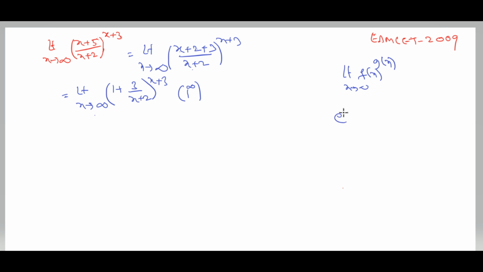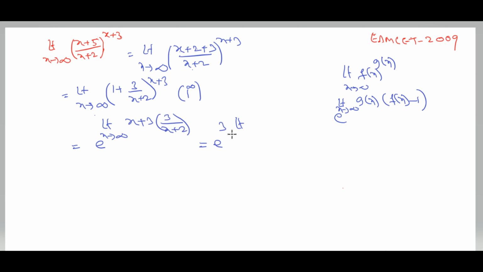If limit x tends to infinity f of x whole to the power of g of x is in the form of 1 power infinity, this is written as e to the power of limit x tends to infinity g of x into (f of x minus 1). Substituting this formula, that is equal to e to the power of limit x tends to infinity, (x plus 3) into 3 by (x plus 2), that is equal to e to the power of 3 into limit x tends to infinity (x plus 3) by (x plus 2). So write down the coefficient of x, that is e to the power of 3 into 1, that is equal to e cube. This is the answer.